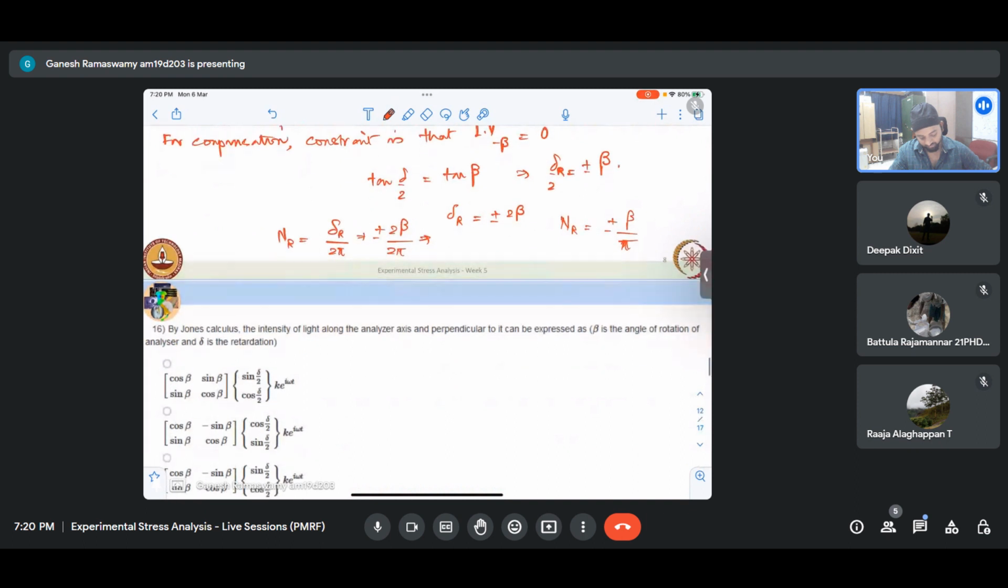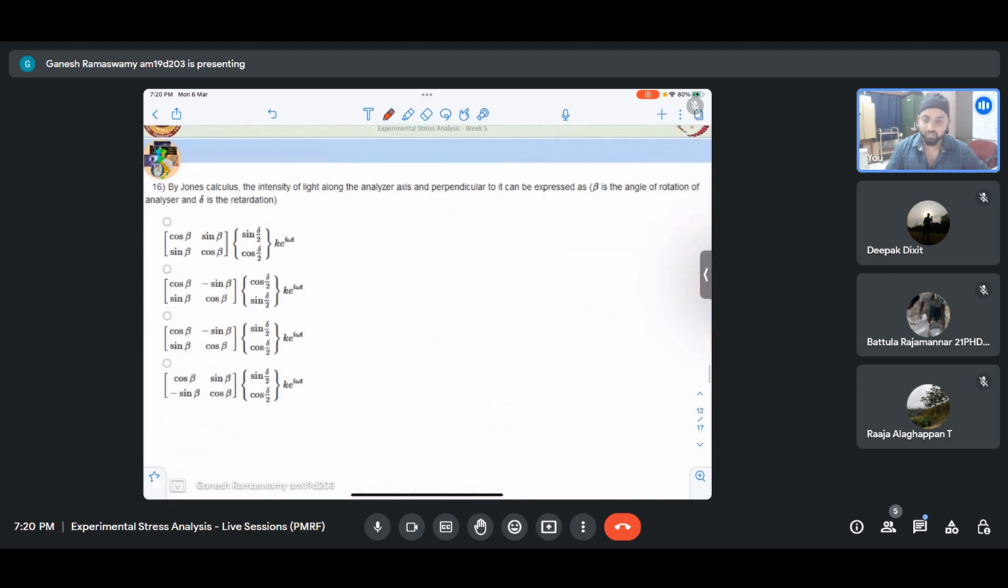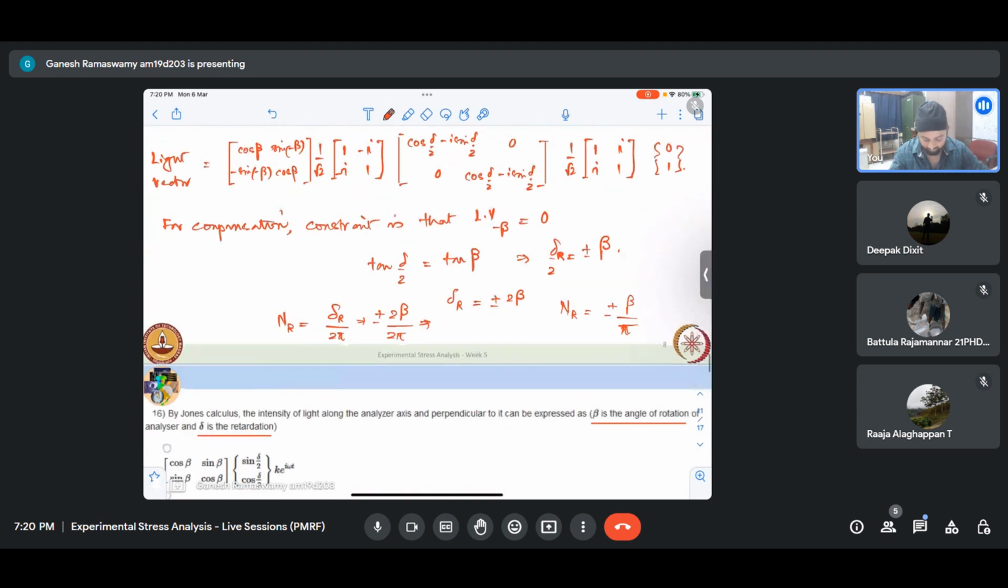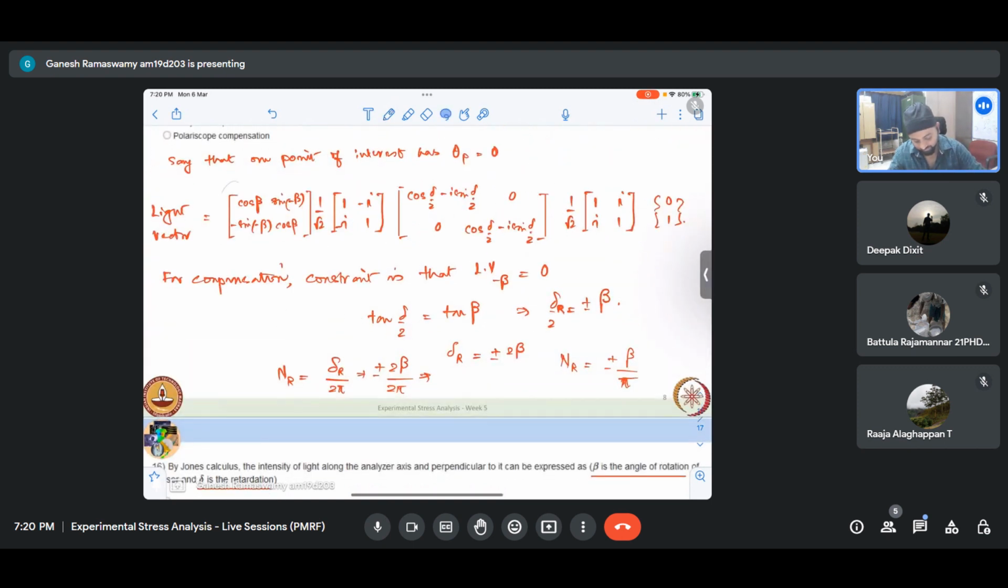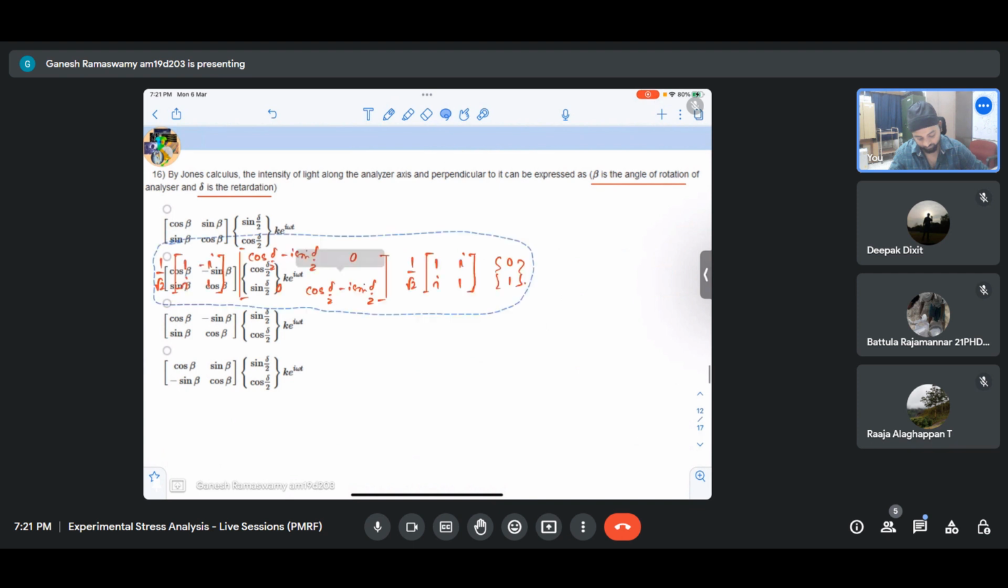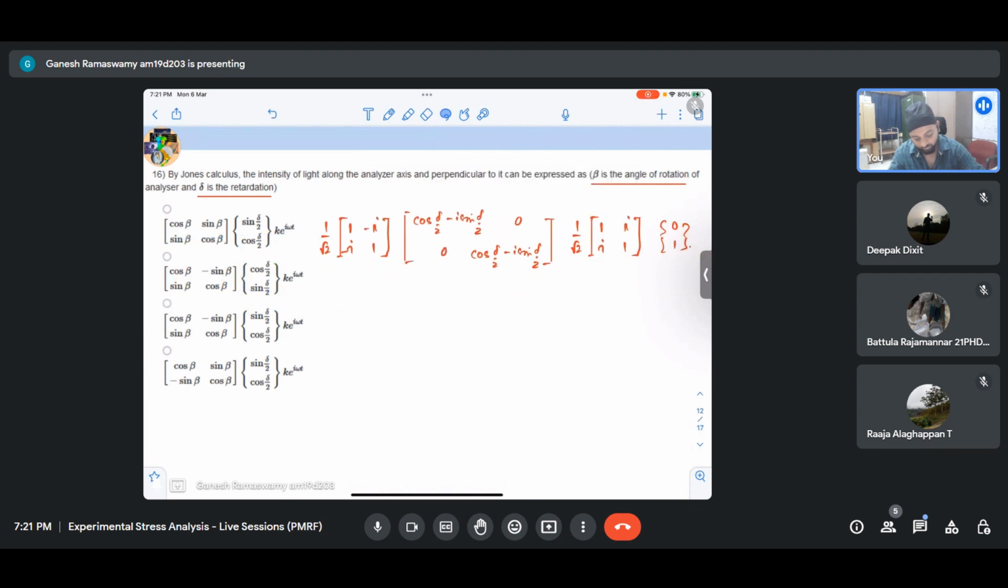Essentially, what we discussed here is repeated. By Jones calculus, the intensity of light coming along the analyzer axis and perpendicular to it can be expressed as follows, where beta is the clockwise angle of rotation and delta is the retardation that we obtained. This is nothing but multiplying this out. We have multiplied this thing out. So why don't we do that? I'll group this together.